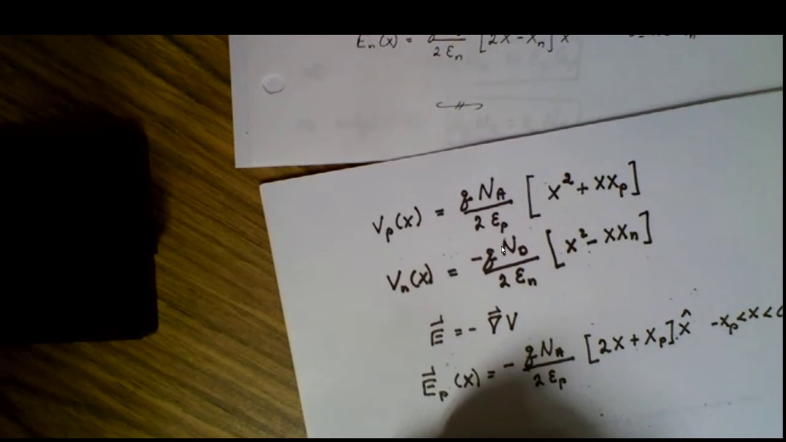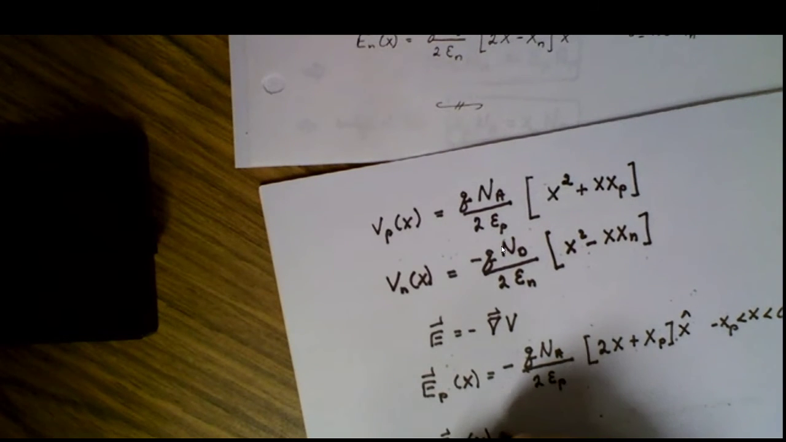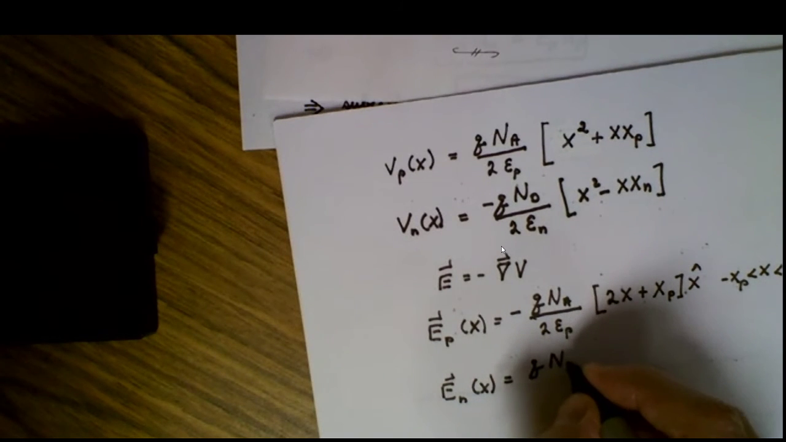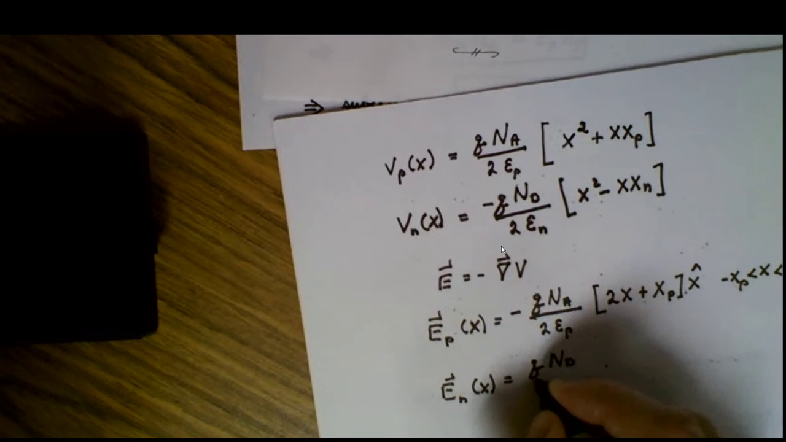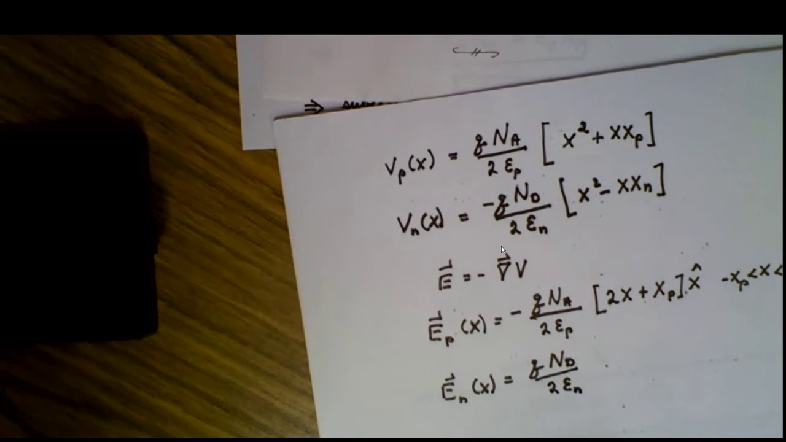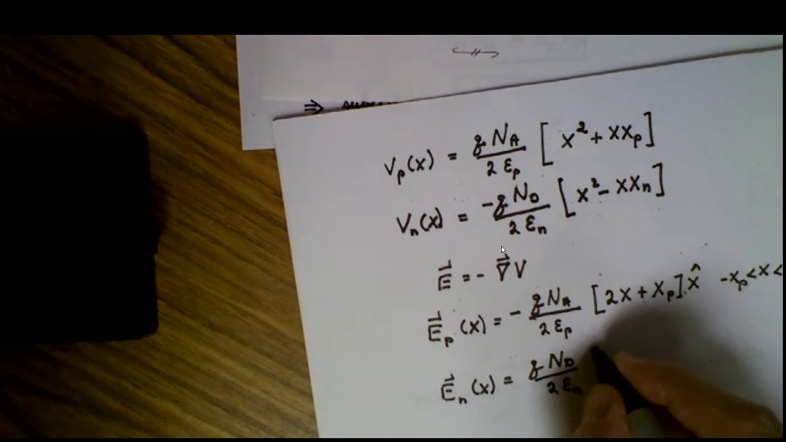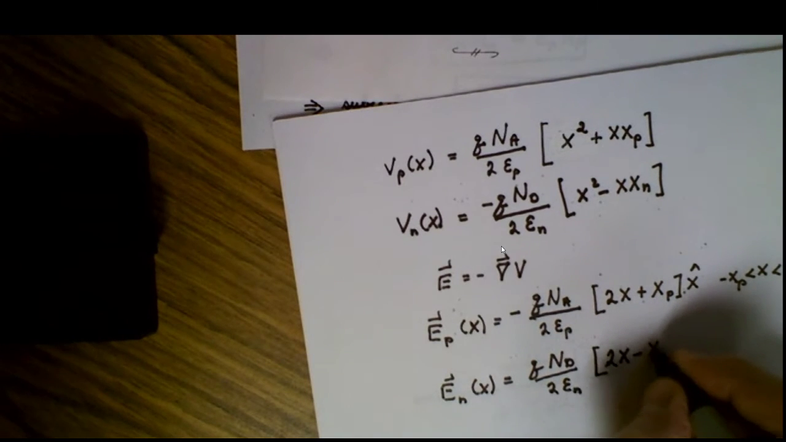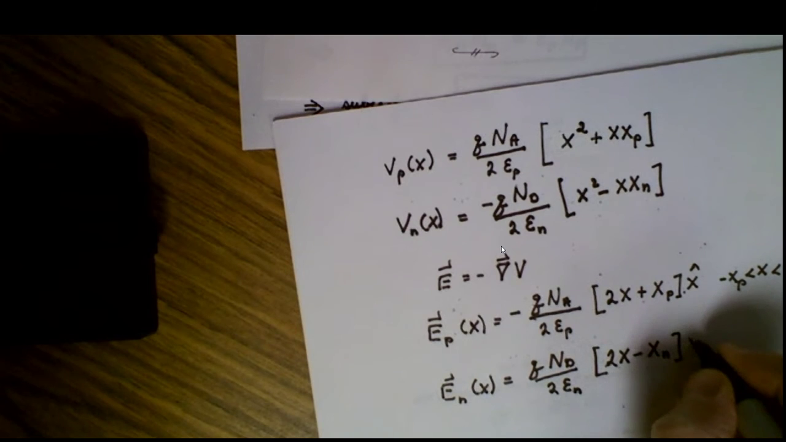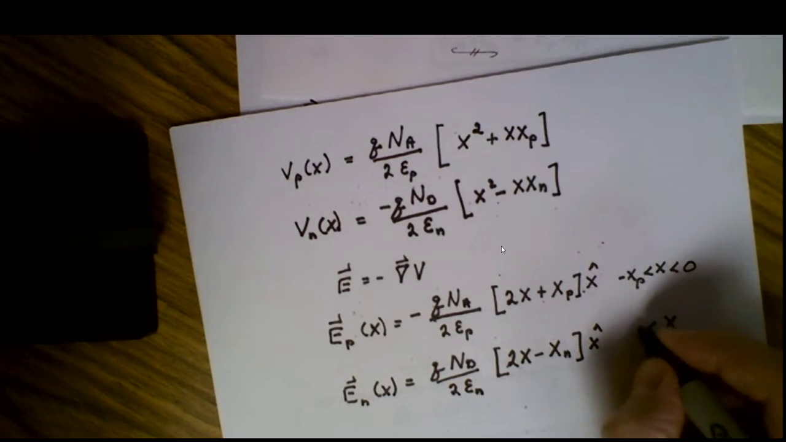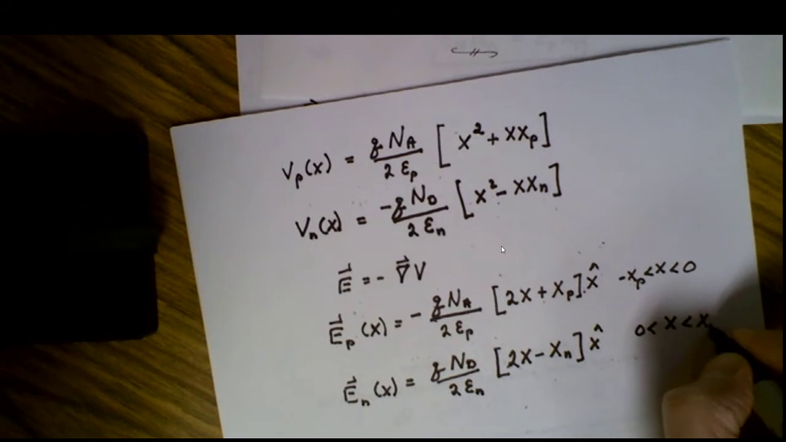And finally, the electric field in the N material is identically equal to the charge q times the number of donors per unit volume divided by 2 times the permittivity of the N material times the quantity 2x minus x sub n in the x direction. And this is valid for x greater than 0 and less than x sub n.